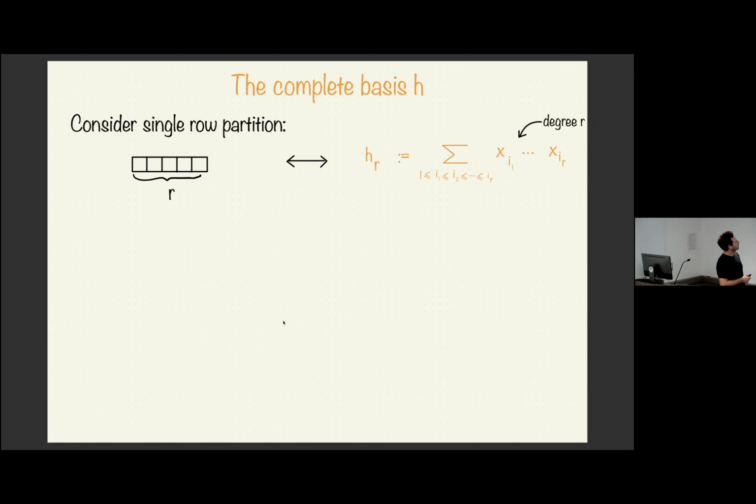So how does this work? Before considering a general partition, consider a partition that is just a single row with r boxes. To this partition, you associate the function h_r, which is simply given by the sum of the products of r variables, symmetrized over all the variables. You allow for repetitions. Here, these two indices can be the same, so you can have x1 squared, x2, and so on.